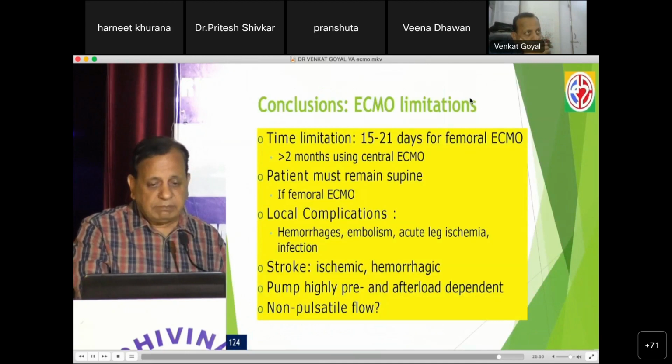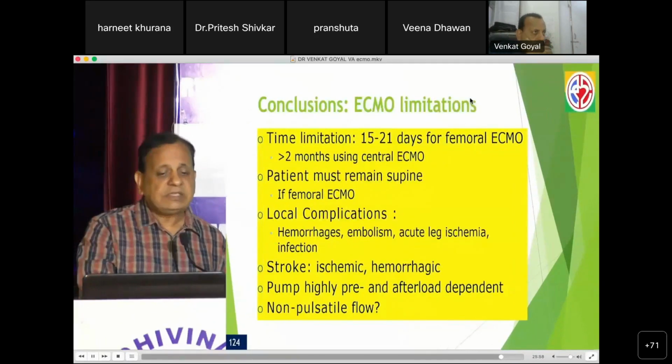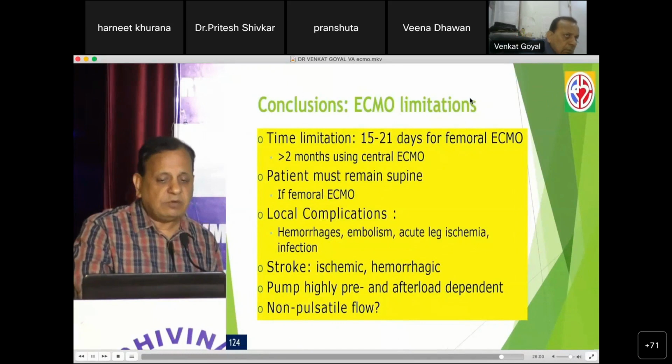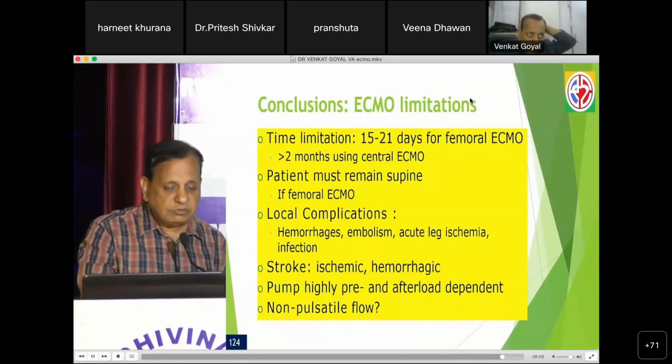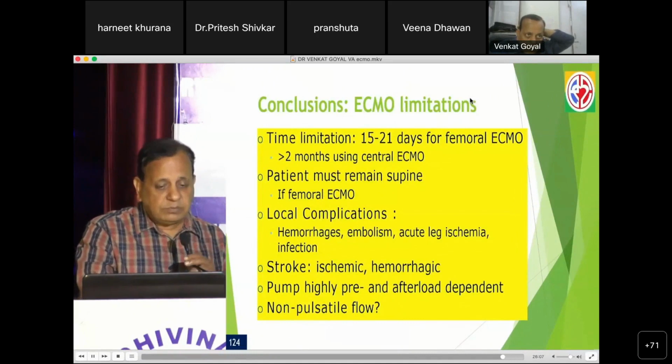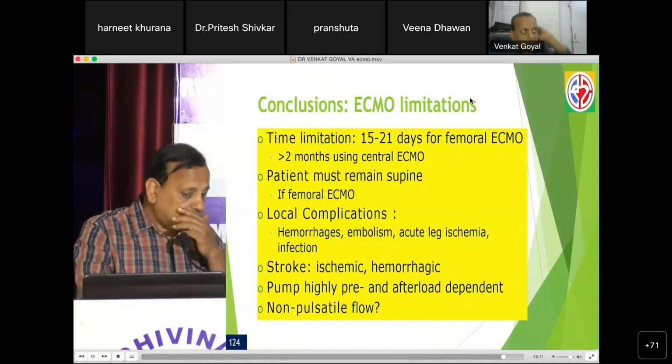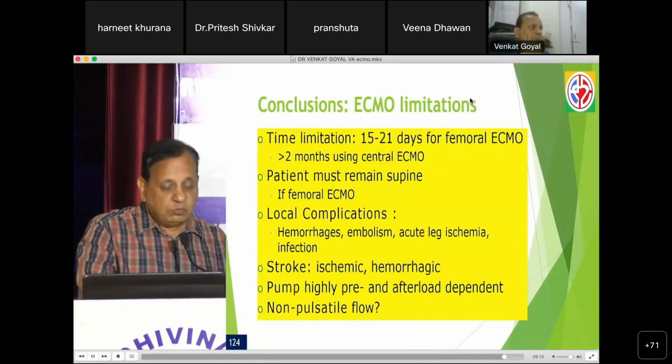Conclusion: time limitation, 15 to 21 days for a VA ECMO. The local complications are hemorrhage, embolism and acute limb ischemia. Stroke, ischemic and hemorrhagic complications have to be monitored. Pumps are highly pre- and afterload dependent, and if there's a non-pulsatile flow, you have to be careful about ECMO weaning off.